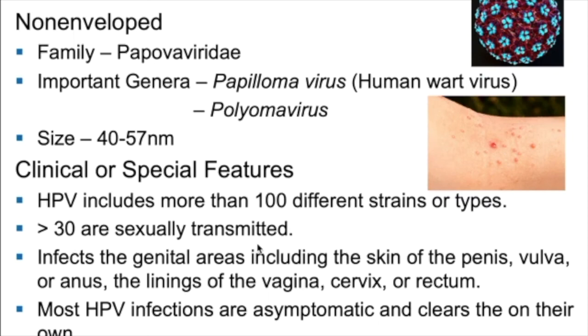human papilloma virus is an important human pathogen. There are over 100 different strains, but about 30 of these are sexually transmitted. They cause infections in the genital area, including the skin of the penis, the vulva, the anus, and the likes. For most people, the infection will be asymptomatic and it will clear on its own. But this is a presentation of someone suffering from papillomavirus, and it presents on the skin. Okay.